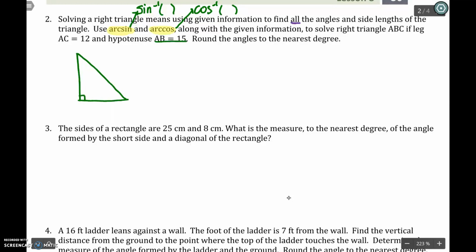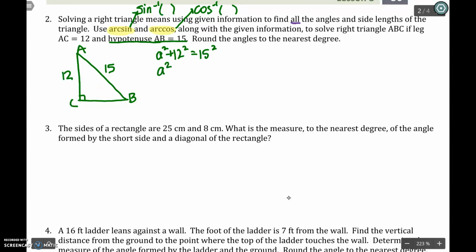It tells me the hypotenuse is AB, so that has to be here, which means that my right angle has to be C. That's 15. AC is 12. So I have lots of ways I can do this. If I want to find the missing side, CB, I can use Pythagorean theorem, and I'm going to do that because I don't currently have any angles.